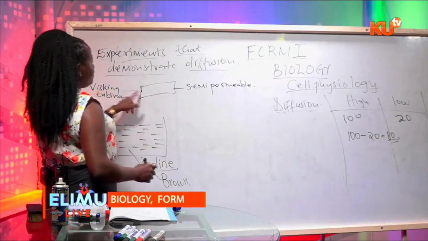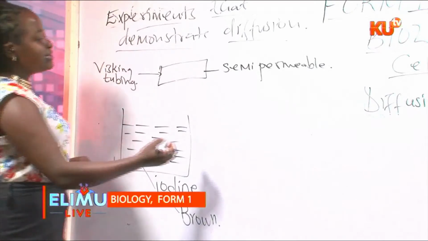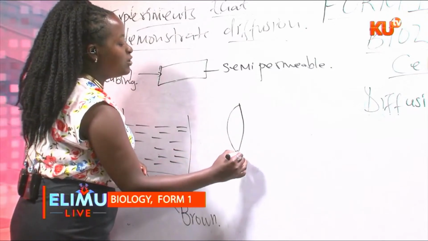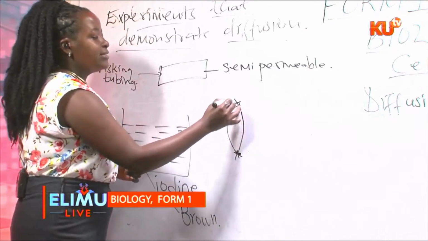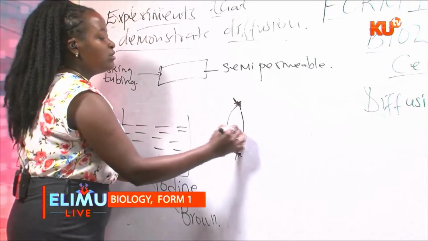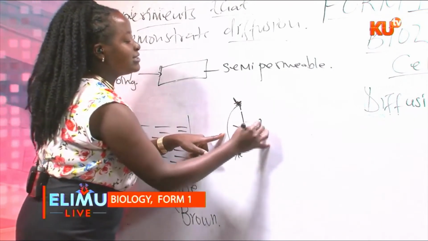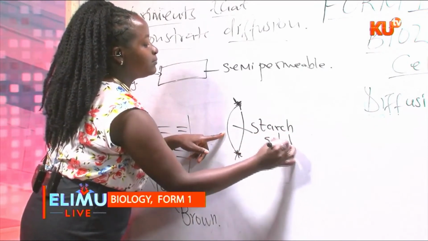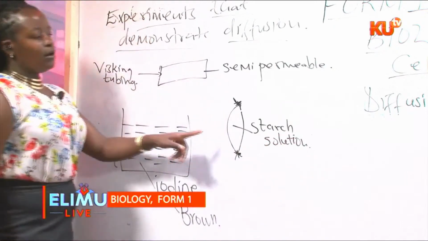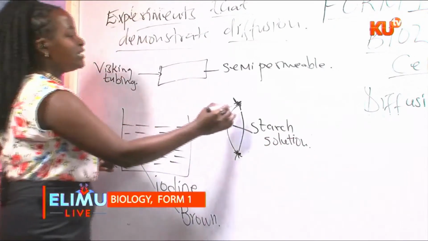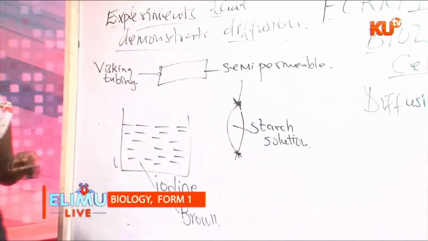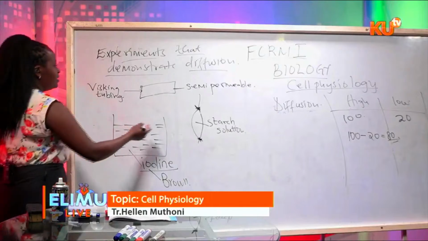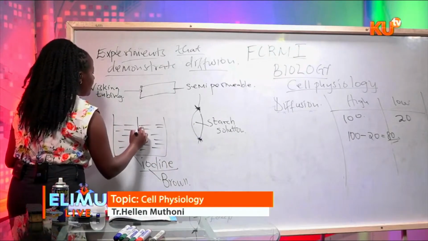This starch will be kept in the Visking tubing. So this is starch. It will be kept in the Visking tubing, and the Visking tubing will be closed at both ends to ensure there is no leakage. So what is inside here is the starch solution. So on one side, a string will be tied, and this starch solution will be lowered in the iodine. This starch solution now will be lowered here.